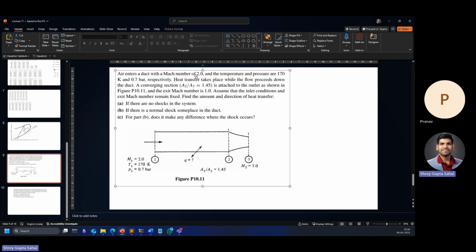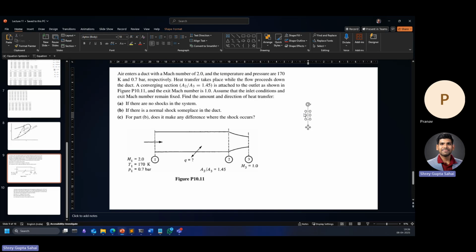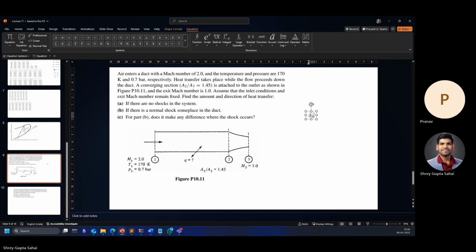Again, knowns and unknowns. We know the area ratio. First of all, let's use that. If we know the area ratio, we know the Mach number at 2, right? And with the fact that this area ratio is a sonic area ratio, A3 is in fact equal to A2 star, if you think about it.